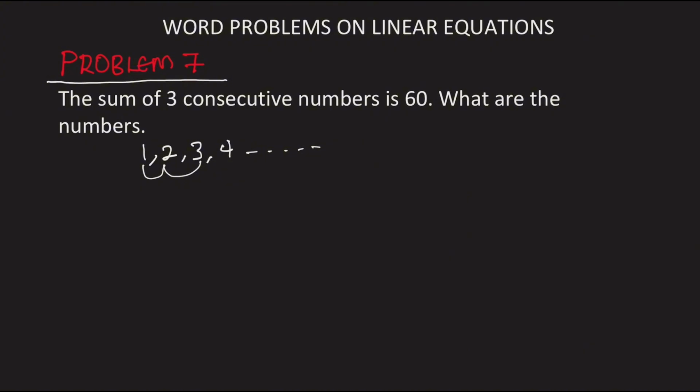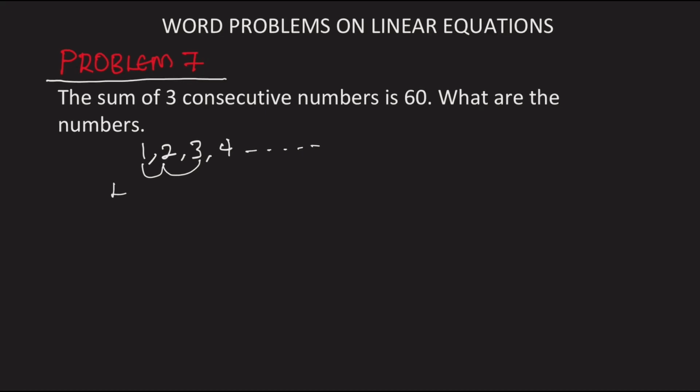So for example, 1, 2, 3 are consecutive numbers. 2, 3, 4 are consecutive numbers. 4, 5, 6 are consecutive numbers. So the sum of 3 consecutive numbers is 60. What are the numbers? So for this case, we can't give a separate letter for each of the numbers. So how do we solve this? So we could do this by saying, let the first number be x.